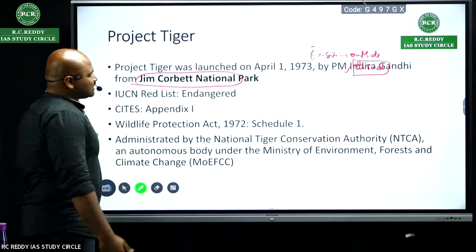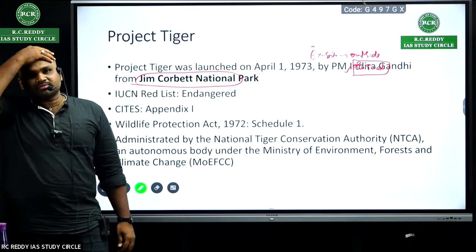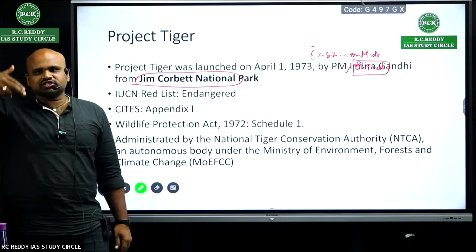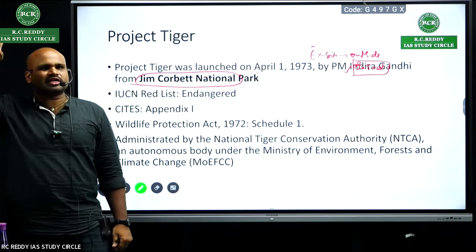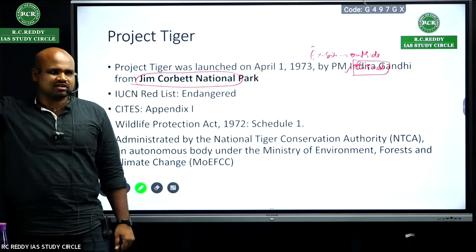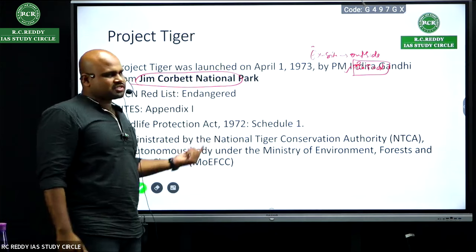Now, once I understand this, I also know that it is an endangered species. If you look at the 2017 question paper, there was one question regarding the schedules, and it said that the turtle is protected in a similar status as that of the tiger. And what is the status? It is endangered. It is Schedule One species.